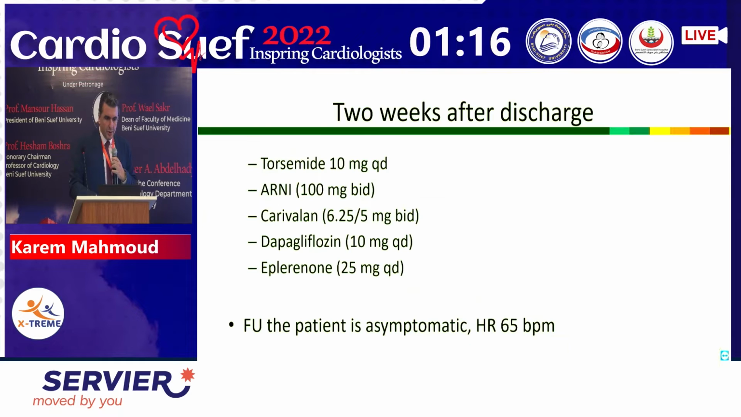So back to our patients, in addition to the 4-pillar therapy and after escalating the beta blocker dose, we have the option to give our patient the carvedilol and ivabradine combination in a dose of 6.25 to 5 milligram twice daily. 1 month after follow-up, the patient was asymptomatic regarding the heart failure with a good heart rate control of 65 beats per minute.